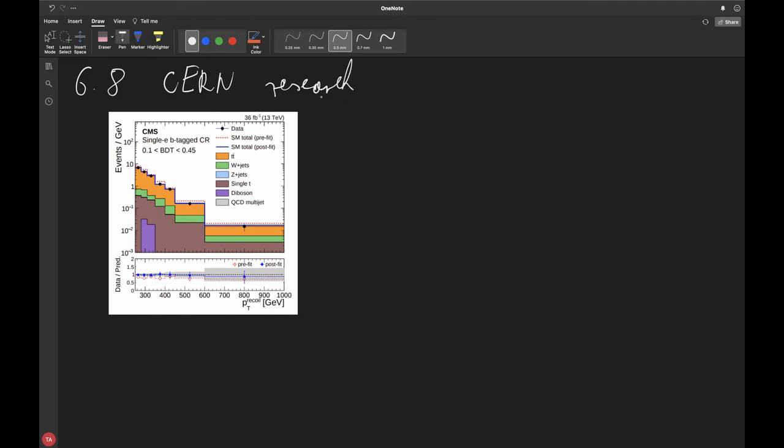So I took this plot from one of the dark matter searches, I believe, from CMS. And so what we see is the transverse momentum of the particle plotted on the x-axis. So maybe I should start with saying that we have a collision of two protons, and from this collision event we get different kinds of particles, and then we build a detector around it, and so we will measure those things.